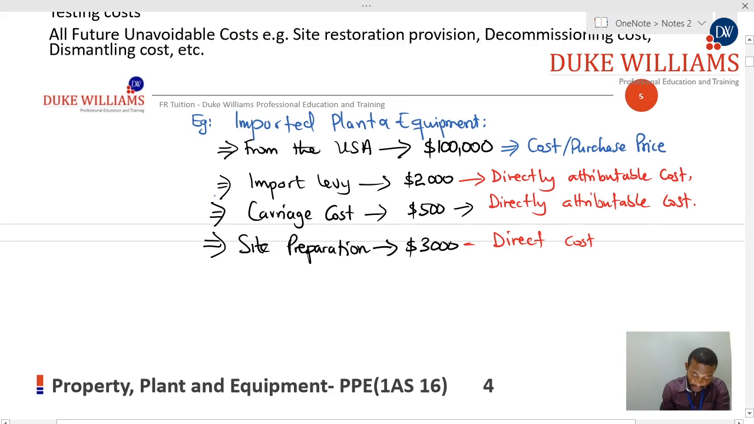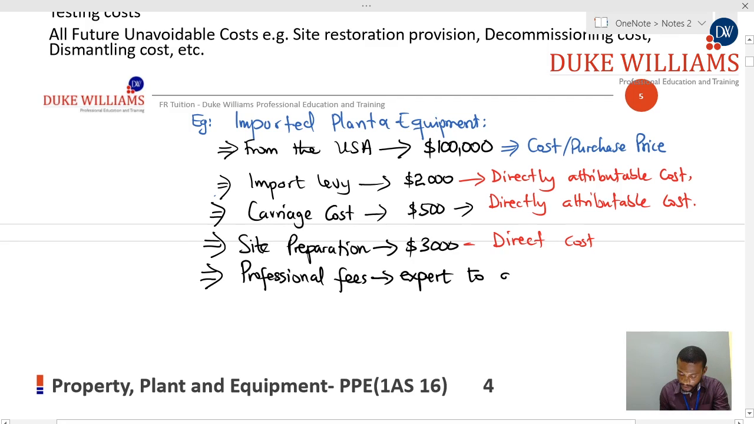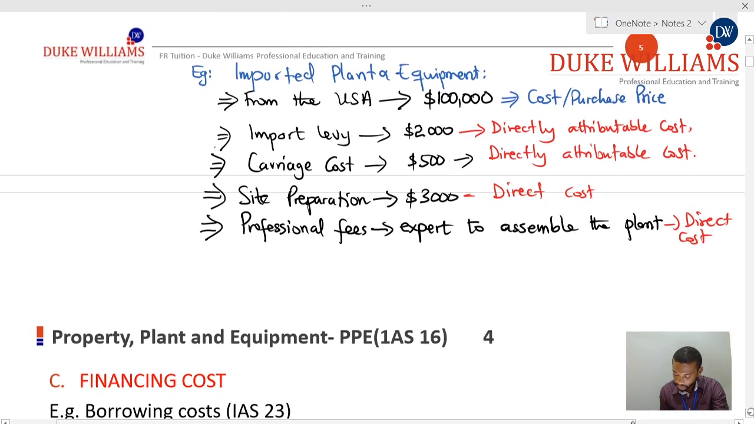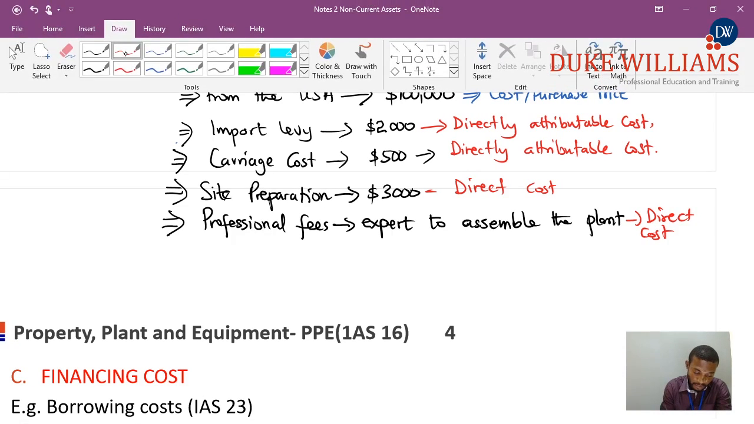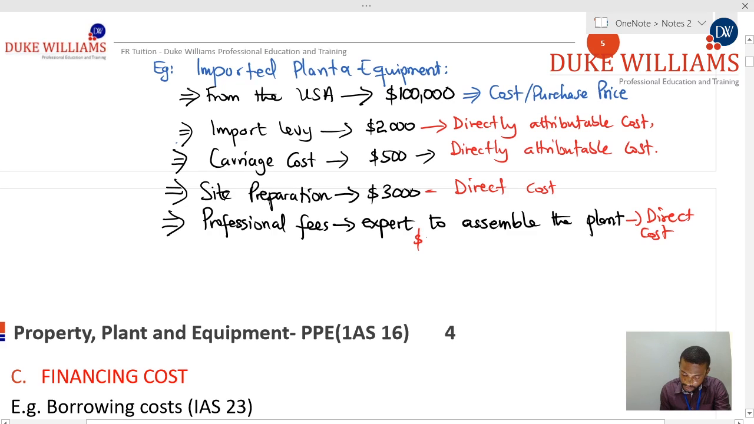Now, what other costs can we incur? We need an expert to come and assemble the machine for us, the equipment. So we have no expertise, so we can say professional fees. So maybe professional fees, expert to, let's say, assemble the plant. Again, this falls under directly attributable cost. It's a direct cost. And let's say we have spent around $2,000.